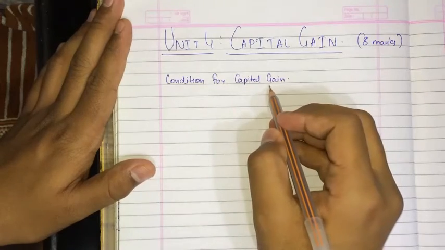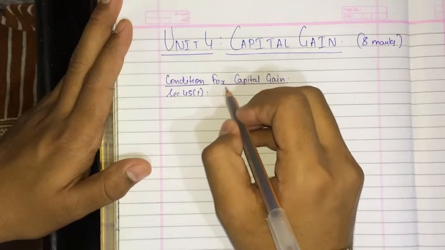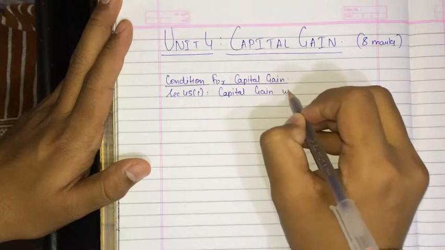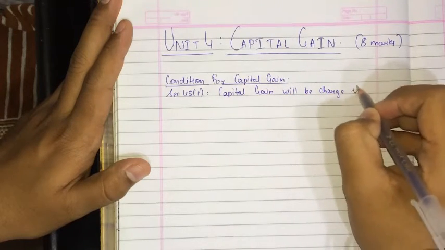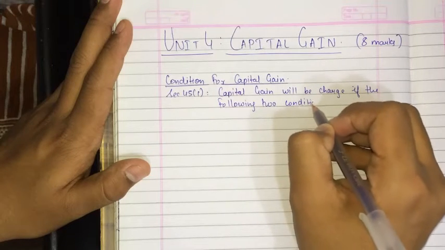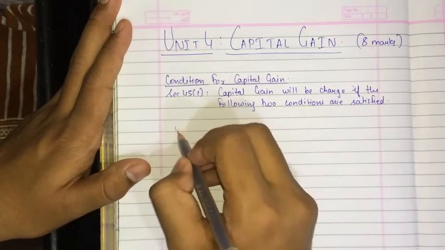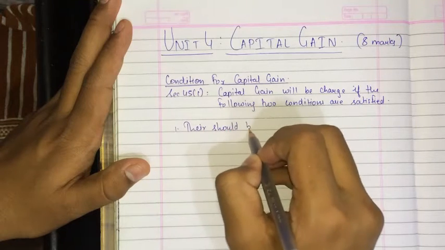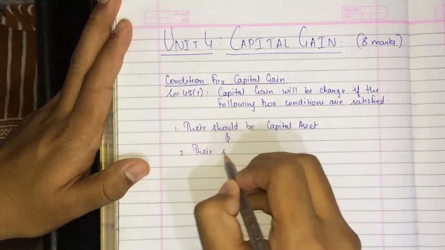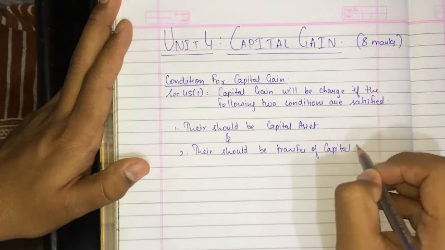So let's start with the condition for capital gain. The condition for capital gain is given in section 45(1). Condition for charging capital gain: capital gain will be charged if the following two conditions are satisfied. What are the conditions? First, there should be a capital asset, and second, there should be transfer of the capital asset.